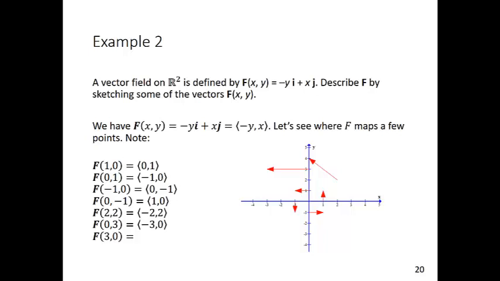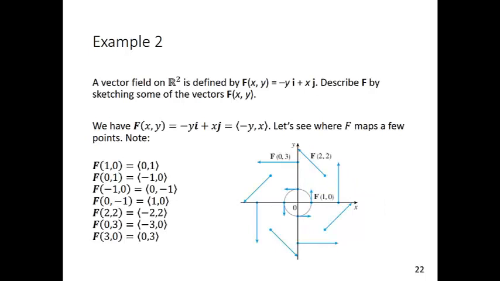f will take the point (3, 0) to the vector ⟨0, 3⟩. So starting at the point (3, 0), we will draw a vector which points straight up 3 units. Here's my rough sketch of a few of these vectors. Now let's see one that was generated by a computer. It looks a little bit nicer, but that's okay.